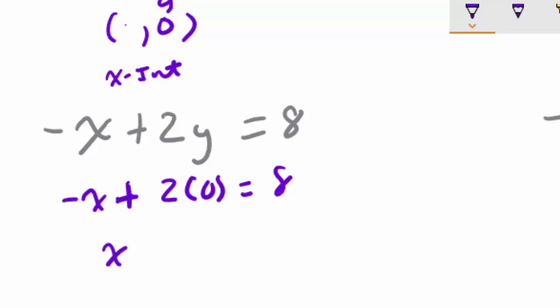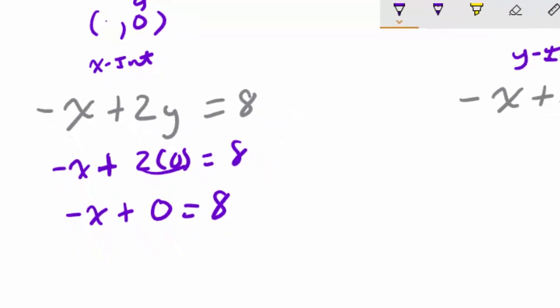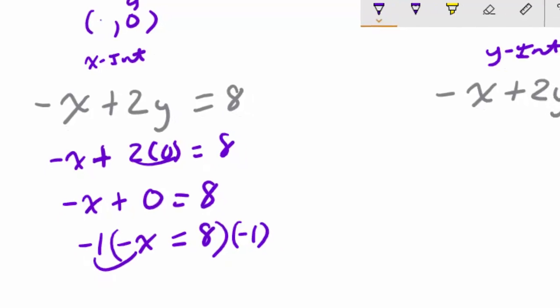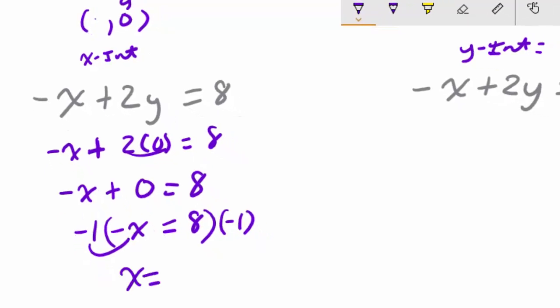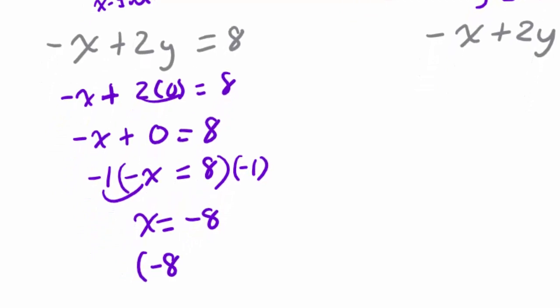So we have negative x plus, now this right here gives us 0 equals 8. When I have a plus 0, that's an identity. So what I really have here is negative x equals 8. And then to get rid of this negative sign, we're going to multiply both sides of the problem by a negative 1. So we have a negative 1 times negative x, which is x, and 8 times negative 1, which is negative 8. So the x-intercept is negative 8, comma 0. And we'll go graph that.